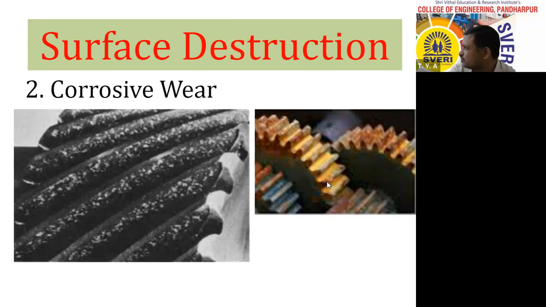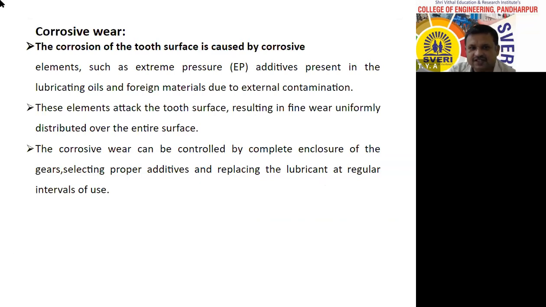Therefore, that's why it is known as corrosive wear. Corrosive wear: the corrosion of the tooth surface is caused by corrosive elements such as extreme pressure additives present in the lubricating oils and foreign materials due to external contamination. These elements attack the tooth surface, resulting in fine wear uniformly distributed over the entire surface. Corrosive wear can be controlled by complete enclosure of the gears, selecting proper additives, and replacing the lubricant at regular intervals.